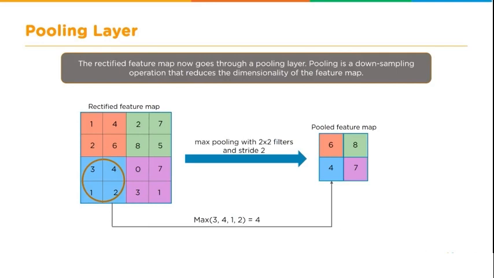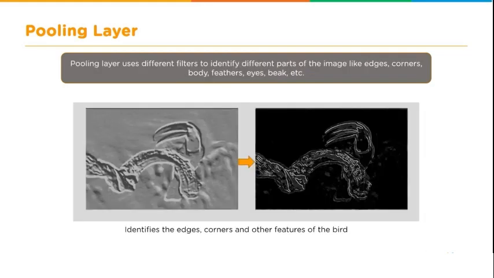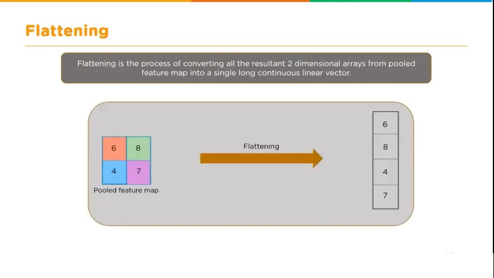A little strange analogy since we're looking at a bird, but you can see how that pooled feature map comes down, and we're just looking for the max value in each one of those matrices. The pooling layer uses different filters to identify different parts of the image, like edges, corners, body, feathers, eyes, beak, etc. I know I focus mainly on the beak, but obviously each feature could be a different part of the bird coming in. So let's take a look at what that looks like.